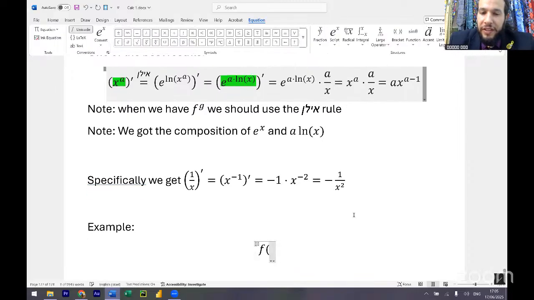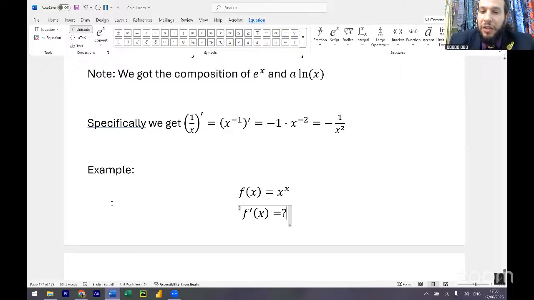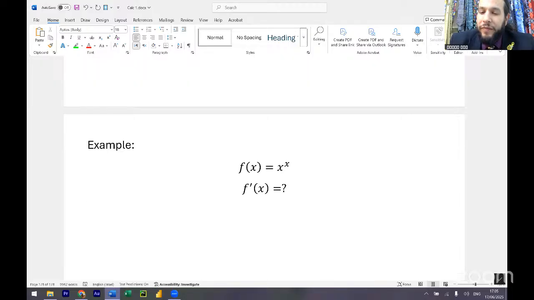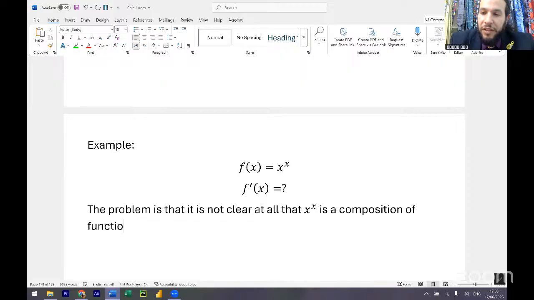And another example: what is the derivative of x to the power of x? Does anyone have any ideas as to how to calculate it? Do we just do the chain rule twice? No. What is the outer function and what is the inner function? The problem is that it is not clear at all that x to the x is a composition of functions, because you're thinking x squared and 2 to the x, but there is no constant here.